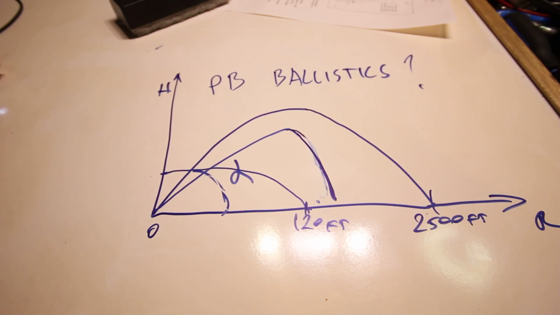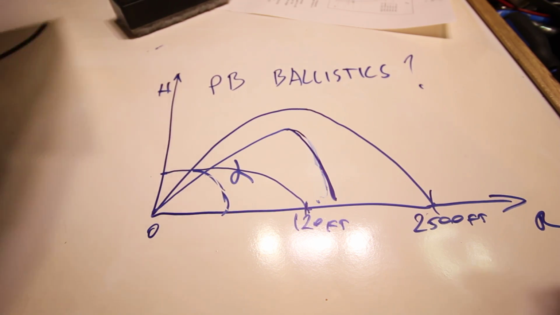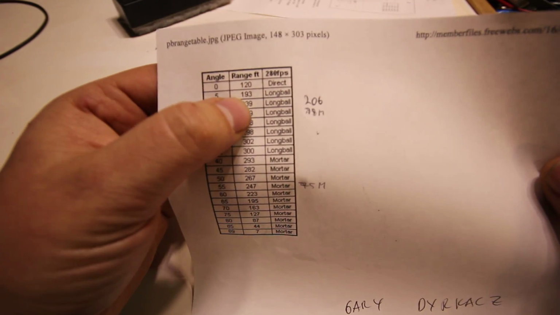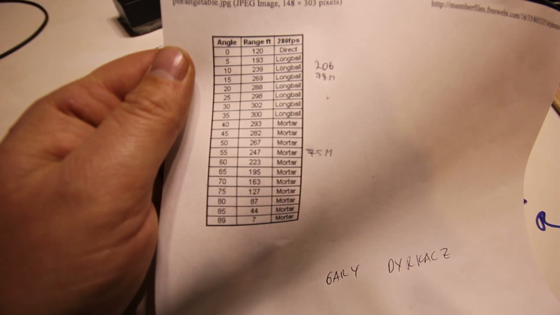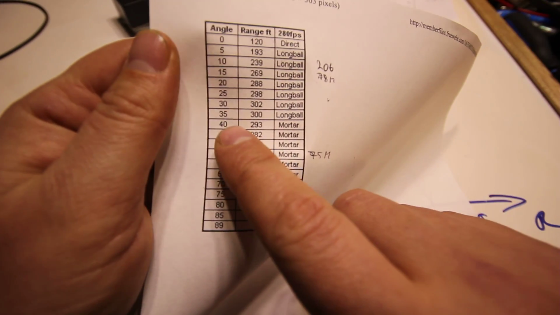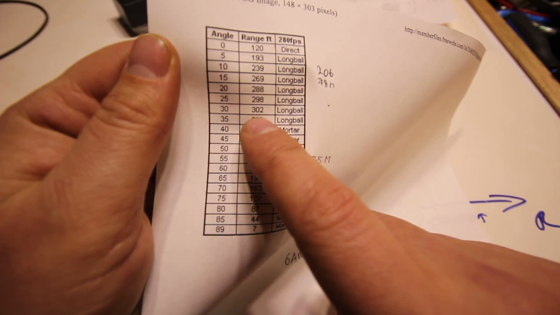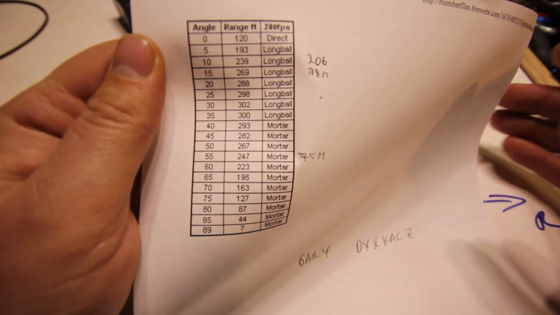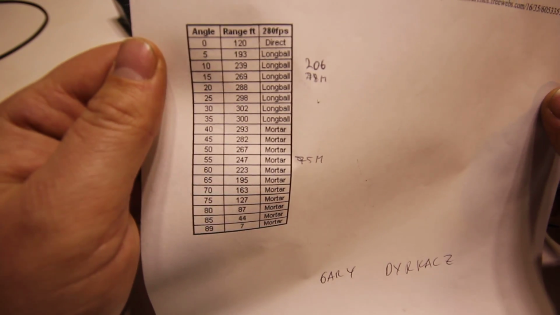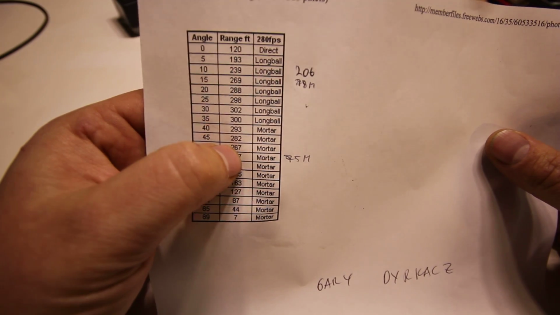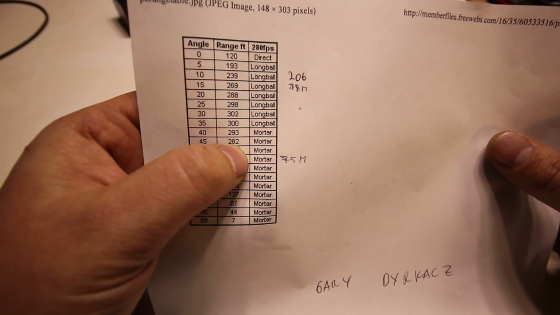So I have all this data. I found these pre-calculated values based on Gary's calculator. At 0 angle, you get 120 feet. At 5, you get 193. Let me refocus this thing. Okay, so you can see the best angle is about 30 degrees. That's the longest range you're going to get at 280 feet per second with a 2.9 gram paintball. As you can see, at 45 degrees, you only get 282. So 45 degrees is not an ideal angle.